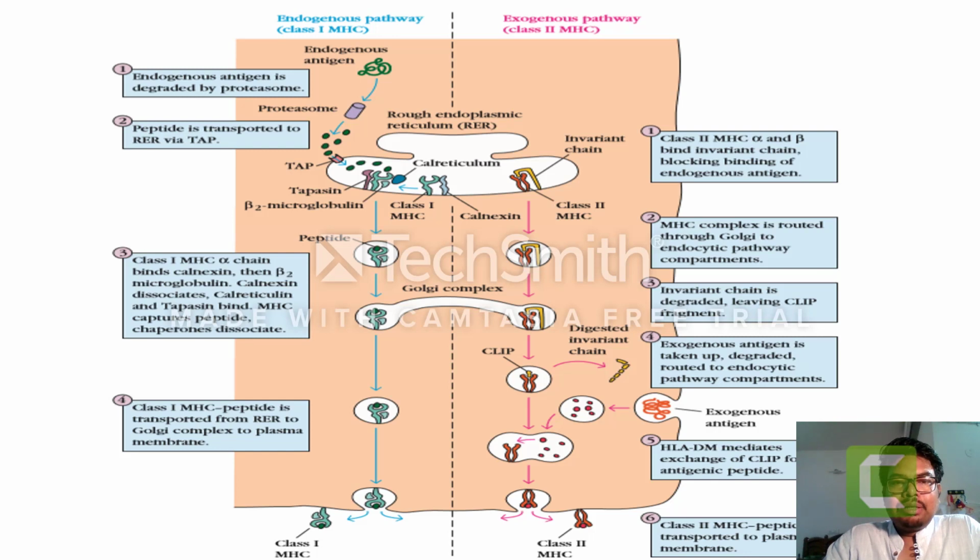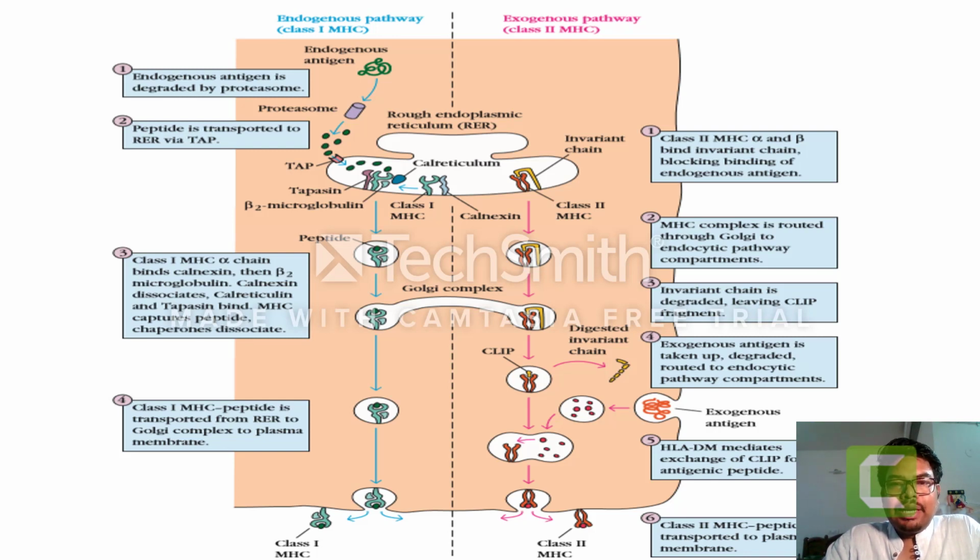So this is the schematic representation of the processing pathways. You see the endogenous pathway. In the endogenous pathway, the antigenic protein has been produced inside the cell itself. It is processed through proteasomes. The processed peptides move into the lumen of the rough endoplasmic reticulum, where they are complexed with class 1 MHC molecules, and through the trans-Golgi network, these vesicles containing the antigen-MHC complex finally are transported to the cell surface.